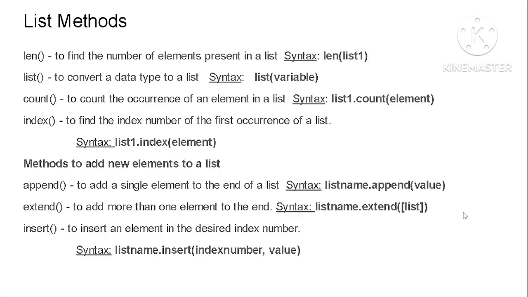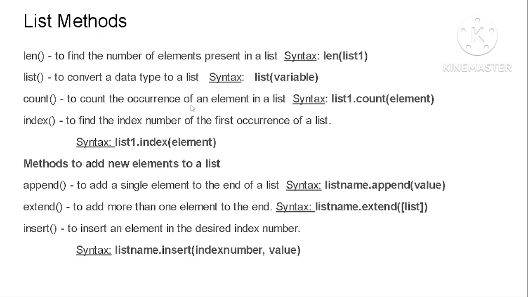In this video, you will learn about the different list methods. The first and simplest one is to find the length, that is the number of elements in a list. Give len of the list name, and it will print how many elements are there in the list. The list method is used to convert a data type to a list.